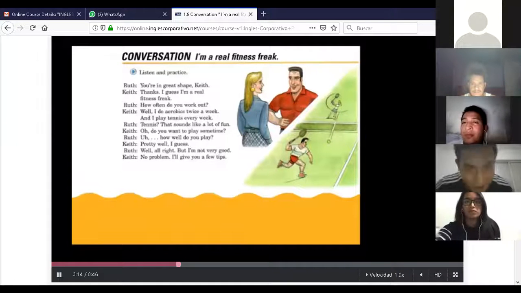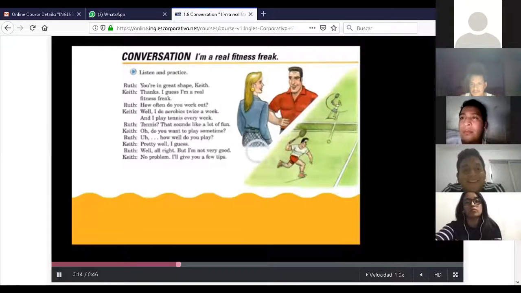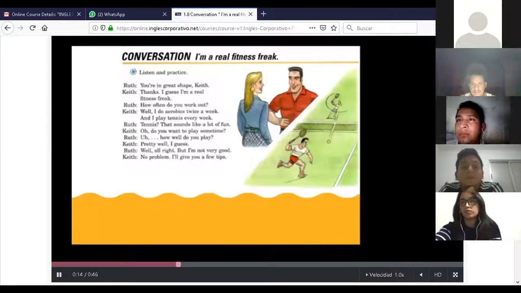Not very good. No problem. Nuevamente, como les menciono, con la M, topar los labios siempre. Porque si decimos no problem y lo dejamos abierto con los labios despegados, es como que digamos problem con N. No problem.